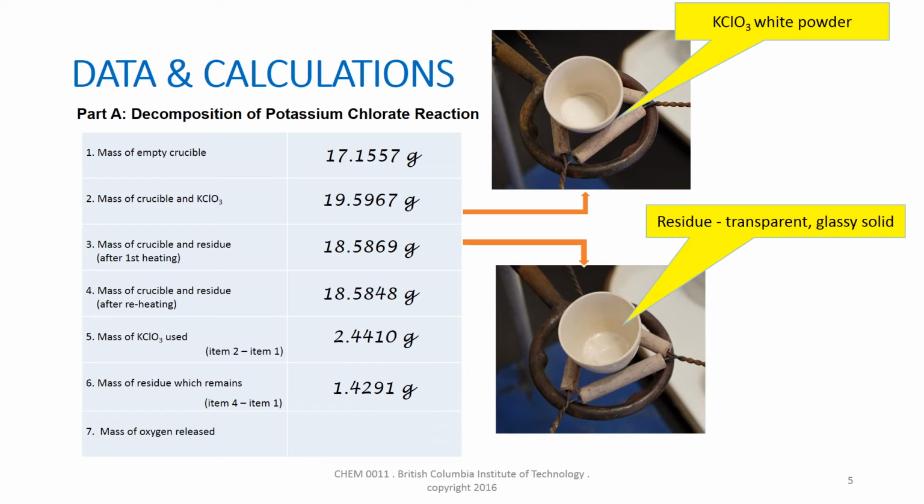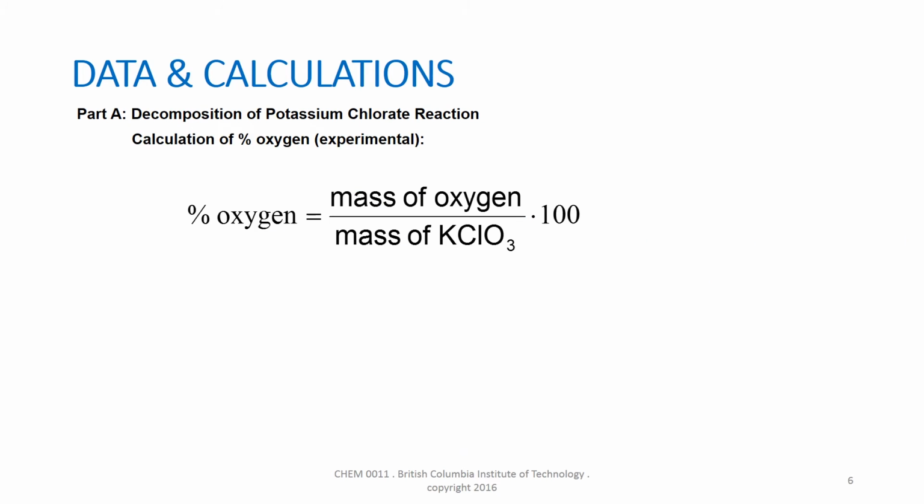To calculate the mass of the residue, Item 1 is subtracted from Item 4. Item 6 shows that the mass of the residue is 1.4291 grams. The difference in mass between Item 5, which is the mass of the potassium chlorate used, and Item 6, which is the mass of the residue after the heatings, must be the mass of the oxygen that was released from the potassium chlorate as a gas. Item 7 shows that the mass of the oxygen released is 1.0119 grams.